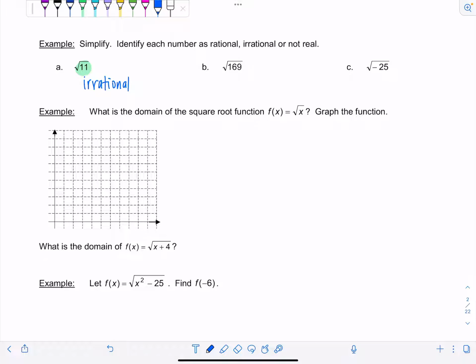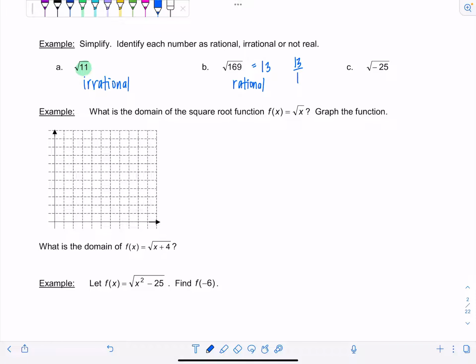Okay, what about B, square root of 169? Well, the square root of 169, that's 13. Hopefully you have your perfect squares memorized. 169 is a perfect square, so this is rational. Notice 13 is a rational number because you could write it as a ratio of two integers, 13 over 1.